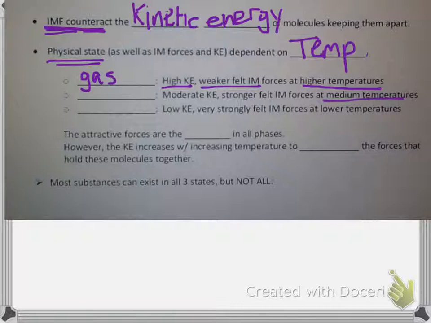When we're at moderate temperatures for the substance, and that can vary per substance, we're going to have moderate kinetic energy of particles and more strongly felt intermolecular forces than before because we are at lower temperatures. So this is when we have a liquid state. And then finally, when we're at the lower temperature end for a substance, we have low kinetic energies. And when the kinetic energy of the particles is lower, they're moving more slowly, the intermolecular forces between the particles are felt very strongly. And this is when we have conditions for a solid.